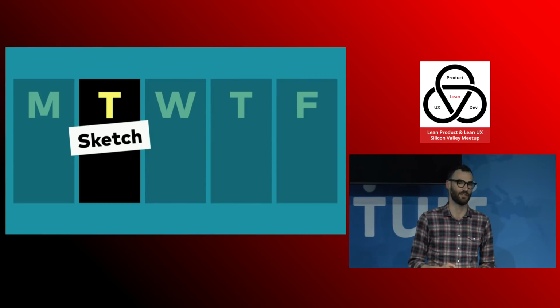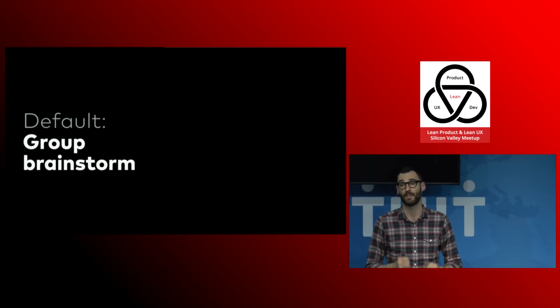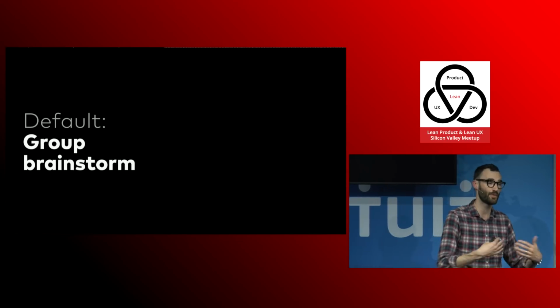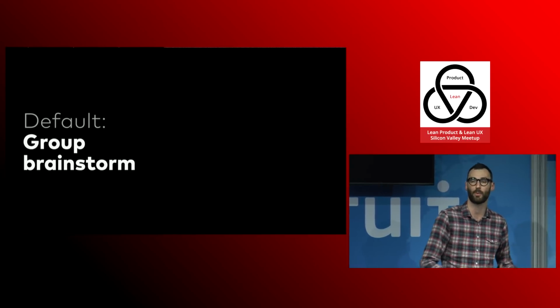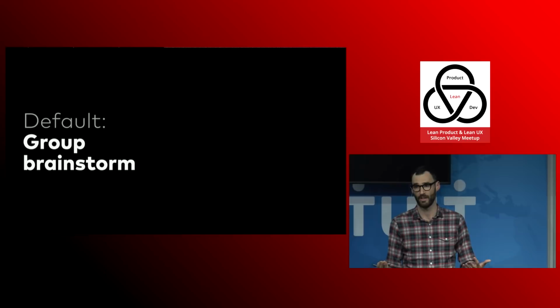So on Tuesday, the team sketches solutions. And by default, when teams want to solve a problem, you normally do a group brainstorm. This is sometimes actually intentional. Sometimes intentionally, people will say, let's do a group brainstorm. Let's get a lot of sticky notes and we'll group brainstorm together. We'll follow group brainstorm rules. But it's also just sort of the natural mode of human conversation.